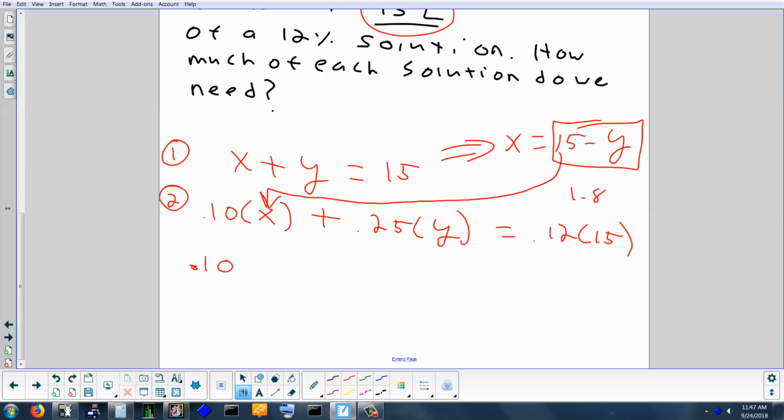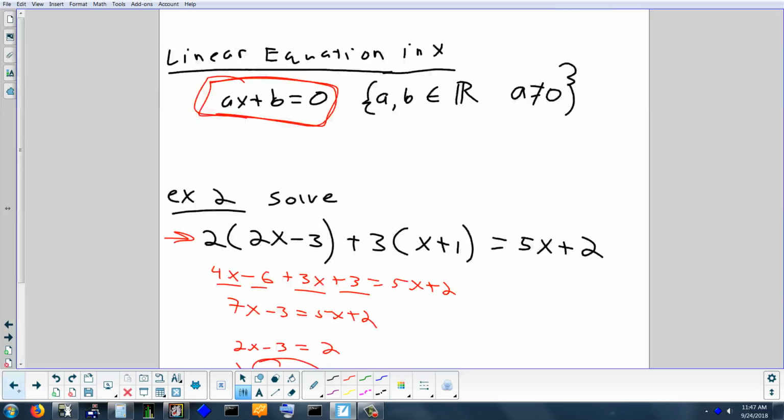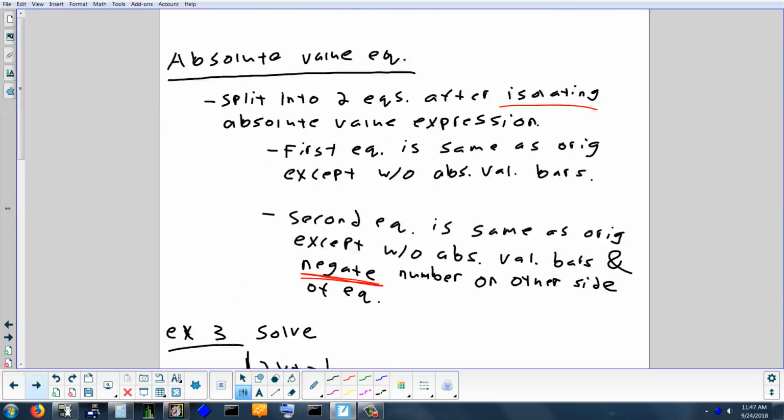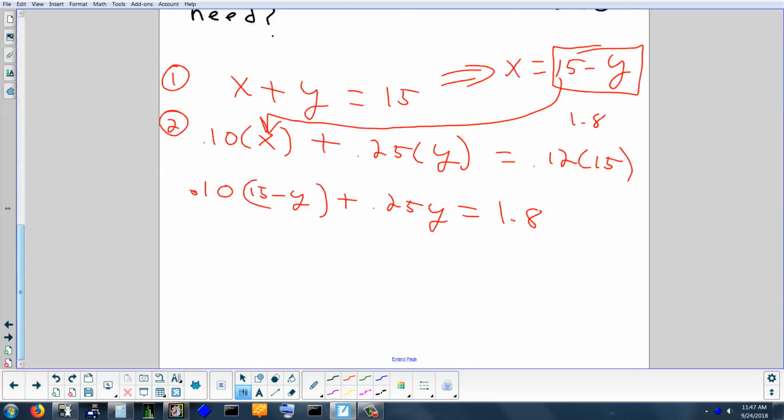So we got 0.10, or really you could just do 0.1, it's the same thing, times x, but now you're going to change x to 15 minus y. And then everything else stays the same. Now if you look at the equation, there's only one letter in it. So this equation is kind of similar to when we did this one. A little bit of distributive property and combine like terms. And that's it. So let's see what we got.